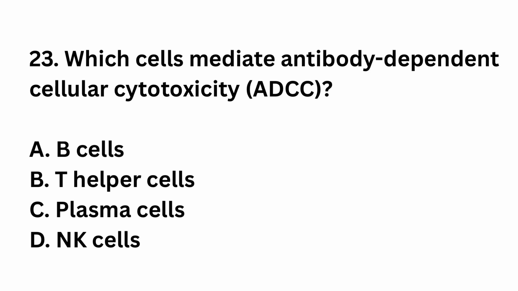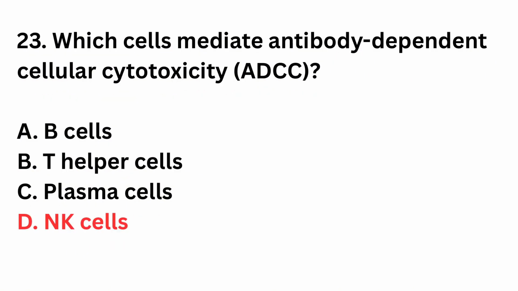Question number 23. Which cells mediate antibody-dependent cellular cytotoxicity? B cells, T helper cells, plasma cells, natural killer cells. The right answer is option D, natural killer cells. They bind IgG-coated target cells via Fc receptors. This leads to cell lysis.